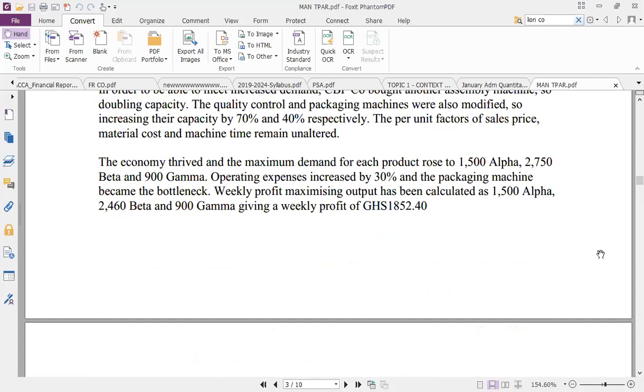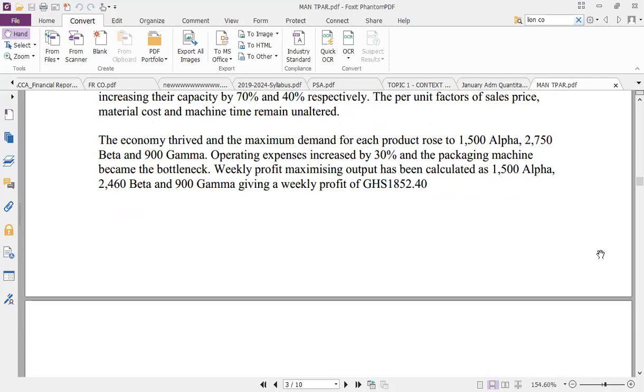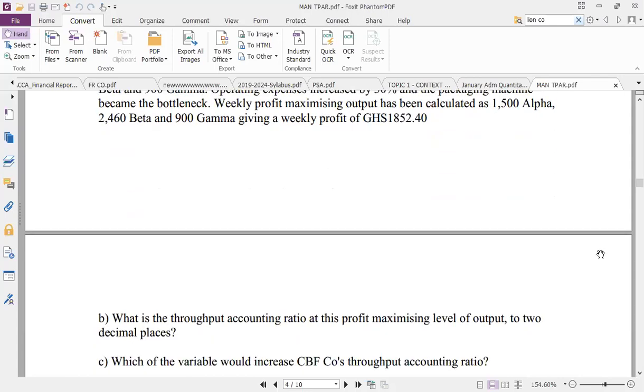Now the weekly profit-maximizing output has been calculated. Oh wow, this examiner is very good. He has already calculated the weekly maximizing output as 1,500 for alpha, 2,460 for beta, and 900 for gamma, with a weekly profit of what? 18,001,852.4. Great. Now all this you're going to confirm for me. That's homework number 2. Confirm it for me.